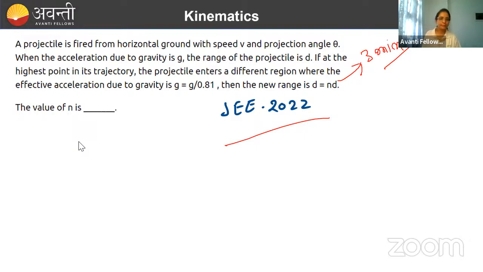कि कौन-कौन सा फॉर्मूला कैसे-कैसे लगा सकते हैं, विद व्हाट वेरिएशंस, ठीक है। In 2022, this question came actually, and this is actually easy, if you can properly visualize.